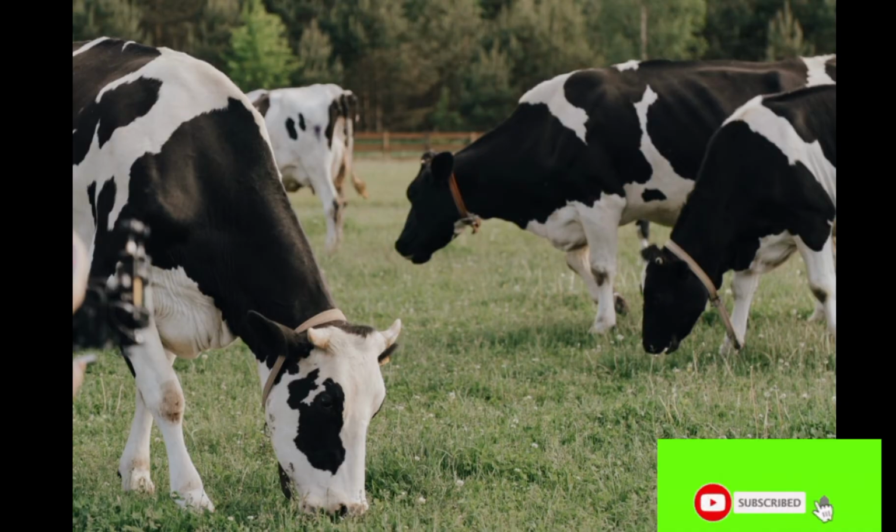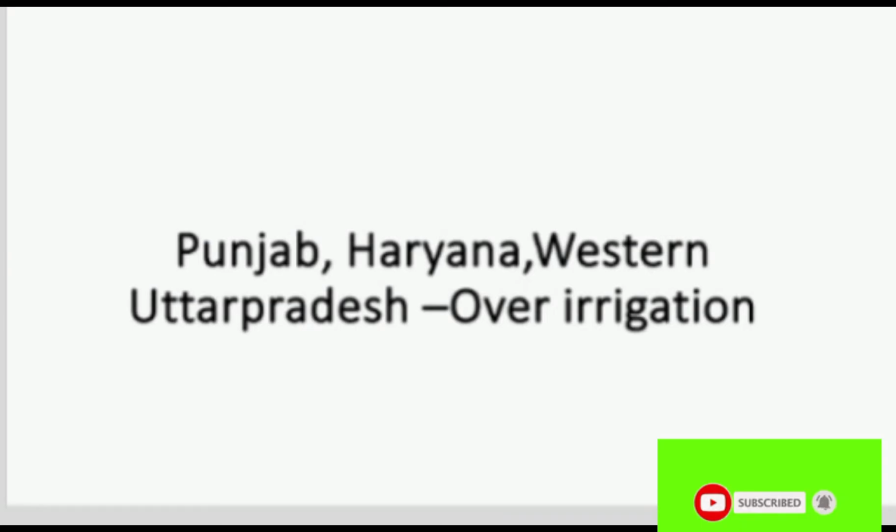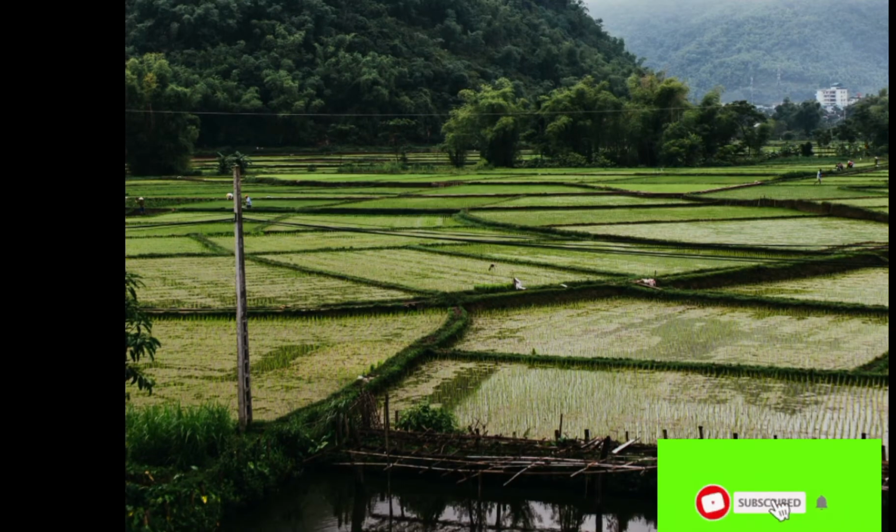In the states of Punjab, Haryana, and Western Uttar Pradesh, over irrigation is responsible for land degradation due to waterlogging that leads to an increase in salinity and alkalinity in the soil.